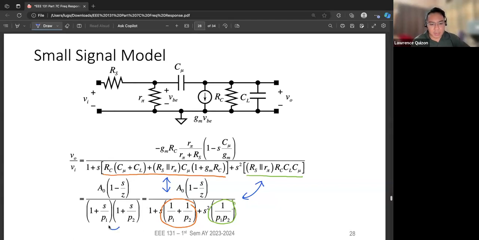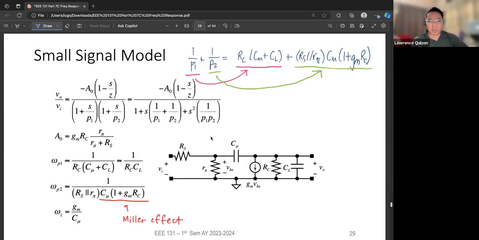By the way, this is just FOIL, no? So multiply mo lang tong dalawa, expand, you get this, no? So the approximation that we make is 1 over P1 should be around like this value, and 1 over P2 should be around that value.